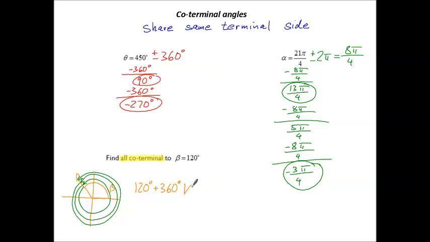So times a constant k, and that number k has to be an integer. It can't be a decimal or a fraction or anything. It can be an integer. That means a whole number, positive or negative. That's all we do. Just take our initial angle and add 360 to it k times. K can be any number that's an integer, positive or negative.